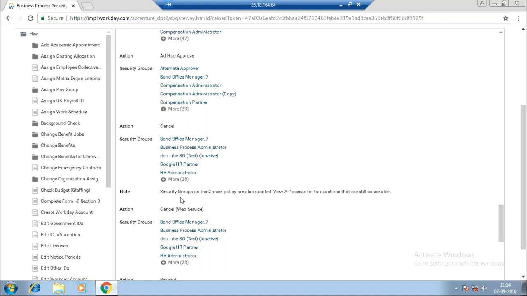Exactly. When we go for requirement gathering, we always have a requirement session with the customers, saying that this is the business process which is called hire. Now who do you want to approve the business process, who do you want to initiate it, who do you want to cancel it? All those things are given by the customers themselves.